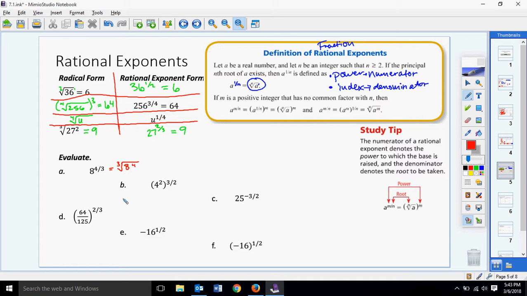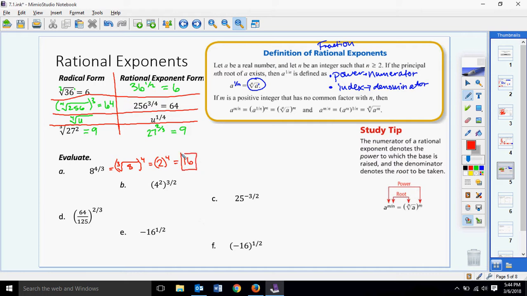Now you can write the 4 underneath your radical or outside your radical. Either one is fine. I am going to write it outside of my radical, and you'll see why in just a second. So like we said earlier, we can simplify inside our parentheses. So the cube root of 8 is 2, because 2 times 2 times 2 would give me 8. So now I'm taking 2 to the 4th power, and I get 16.